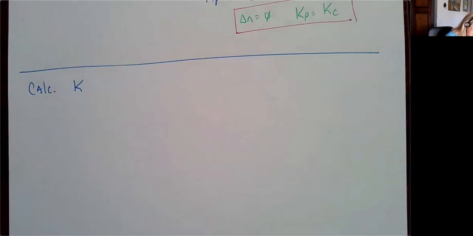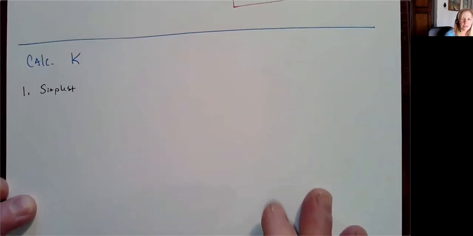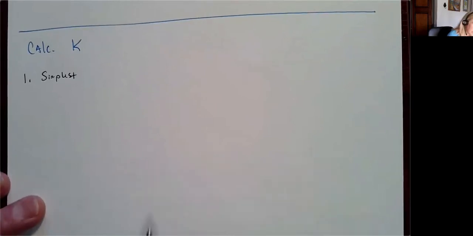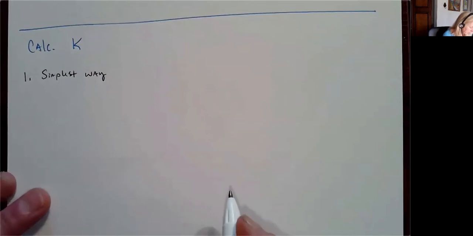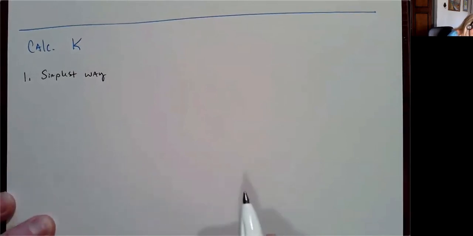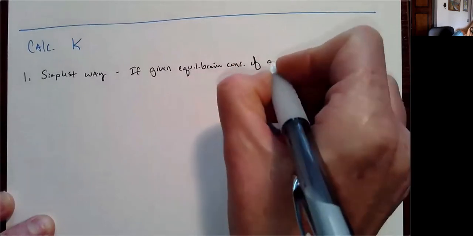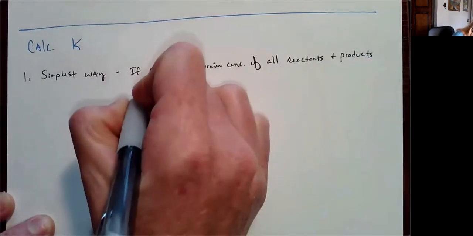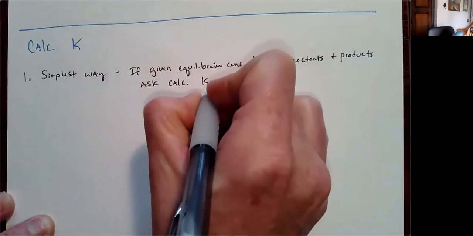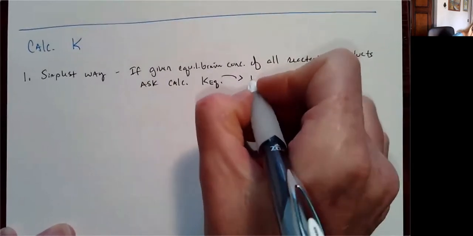So calculating Keq, your equilibrium constant. This is the simplest method. And like I said, this is all going to depend on the information that you have about the system. So this is the simplest way, which you would want to opt for every time, but you may not be given this information. This is if I know equilibrium concentrations of all reactants and products, and I want to calculate Keq. So if I'm given equilibrium concentrations, that means I'm calculating Kc.